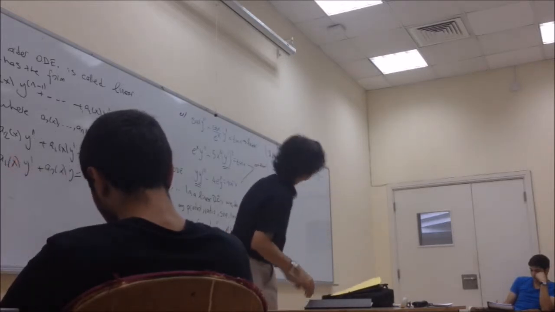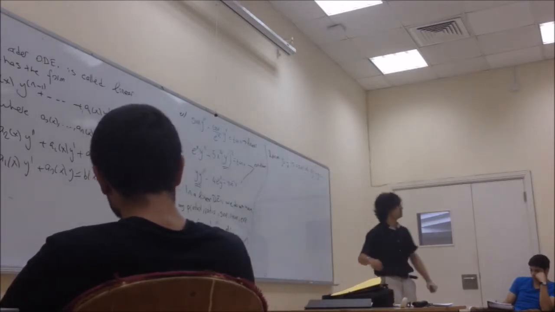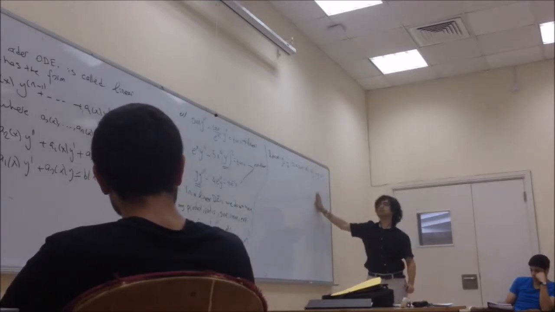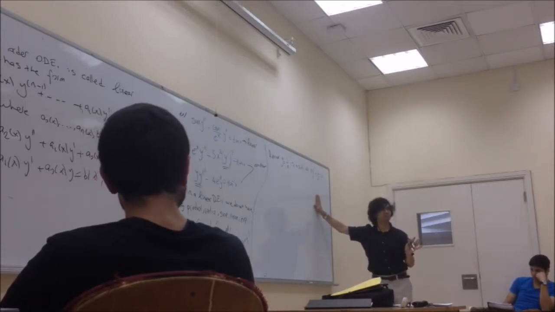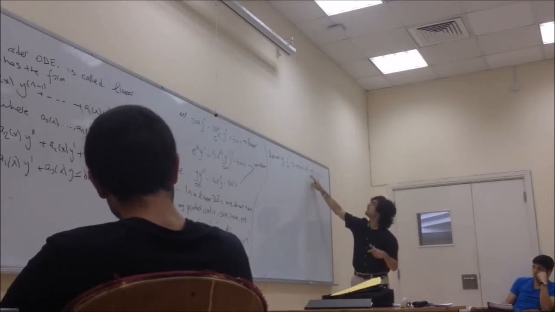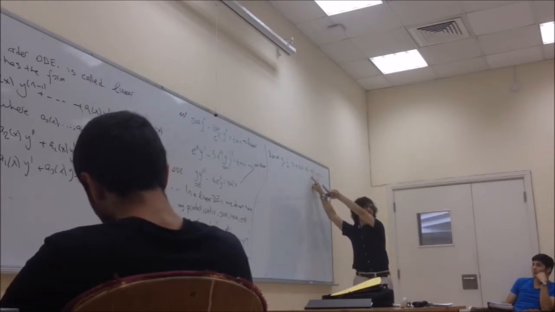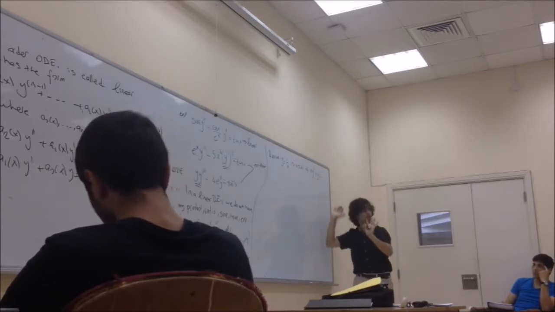I claim that this function, y equals 1 over x, is a solution of this differential equation: x times y prime plus y equals 0. And this is very easy to check. I will not write the details, but you can write it at home. It will be x times the derivative, which is negative 1 over x squared, plus 1 over x. It will be really 0. So this is a solution.